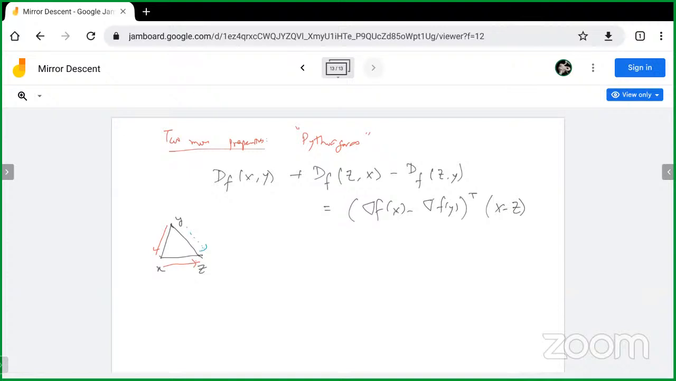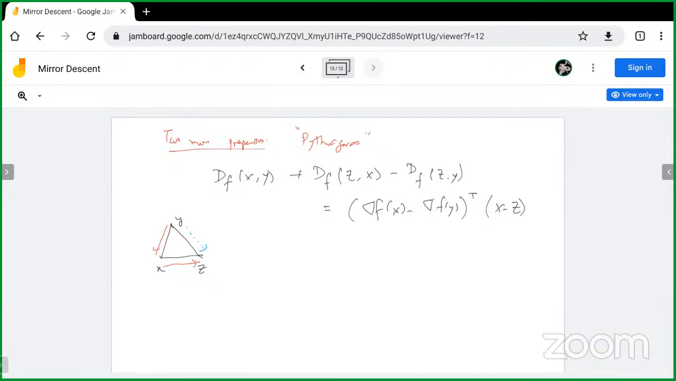I'm not going to prove everything, but this is a calculation. You just plug things in. And so this is one.